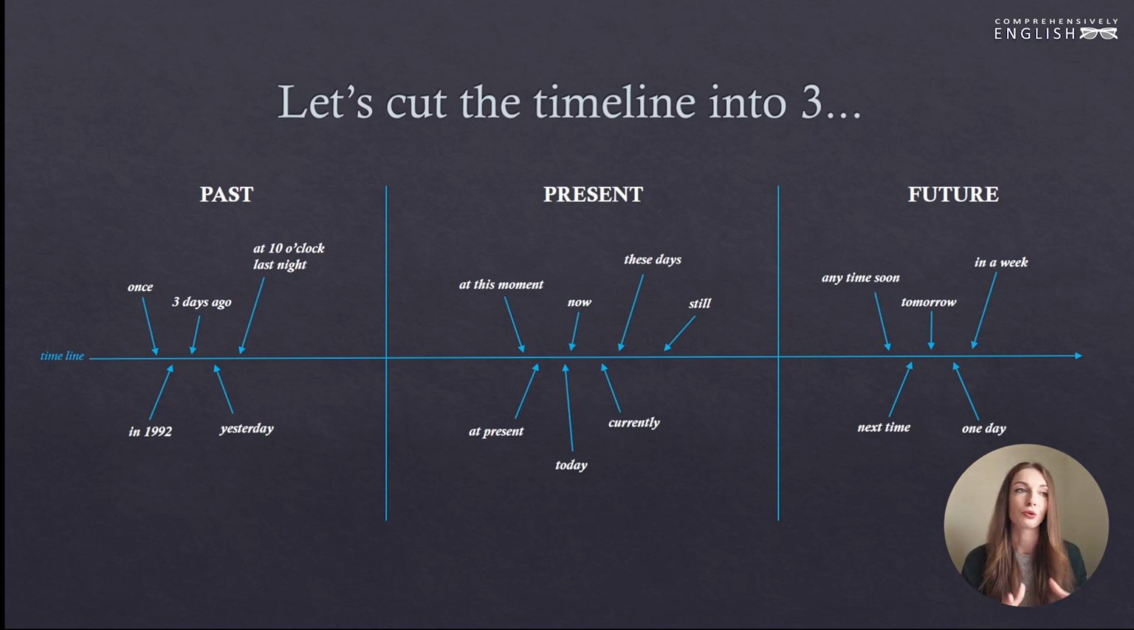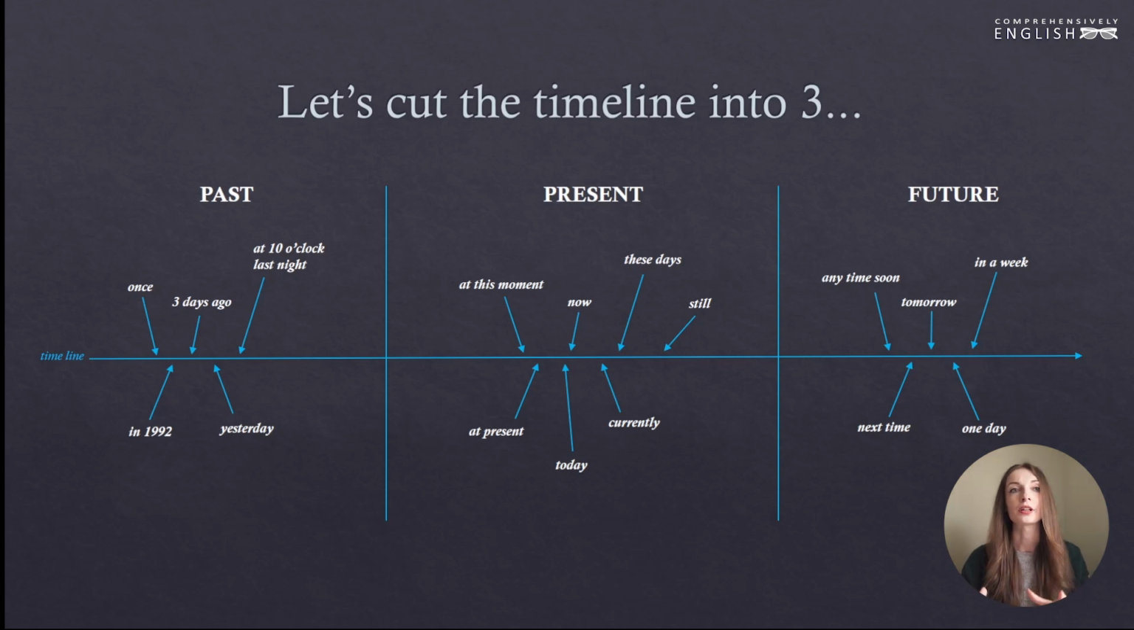In the present room or in the present section of the timeline, we have things that are going on at the moment or happen these days or are still going on. Things that are actual and real and present, things that we do currently or that we are doing today.